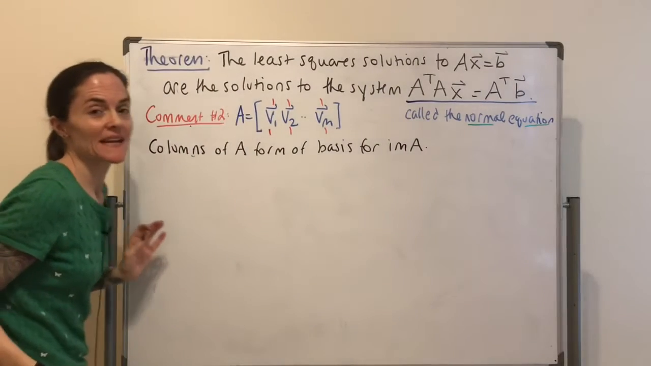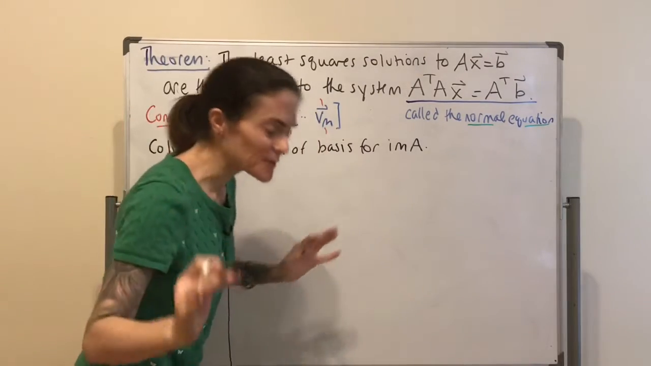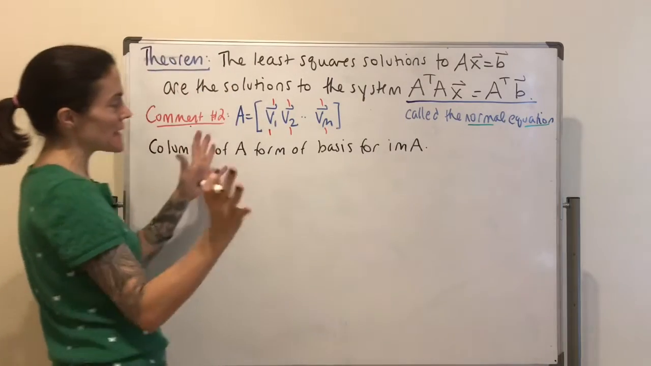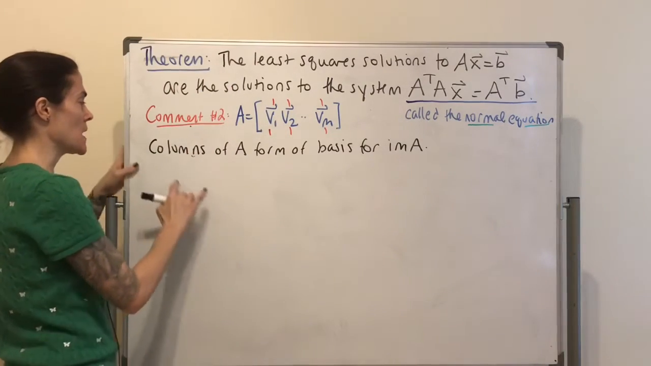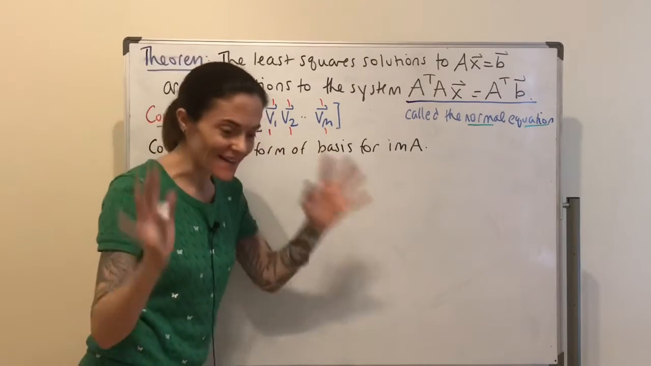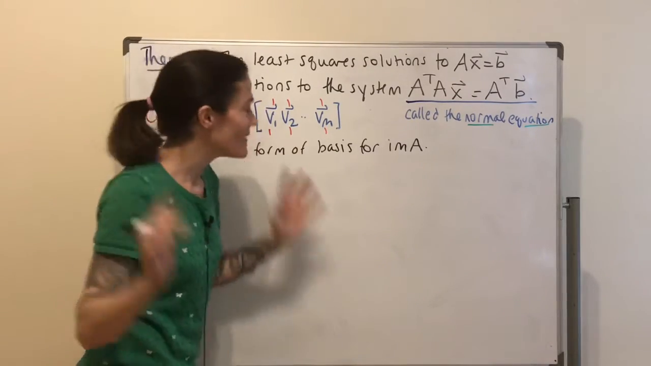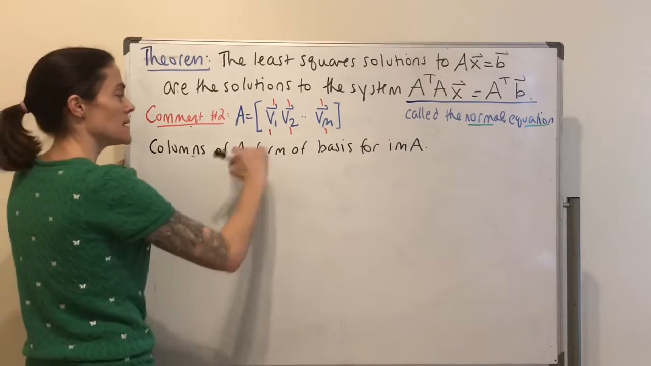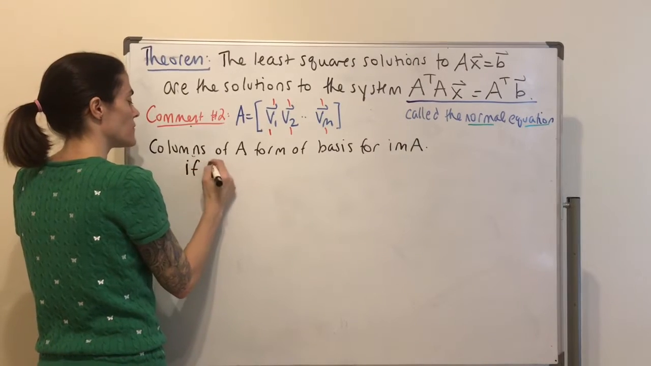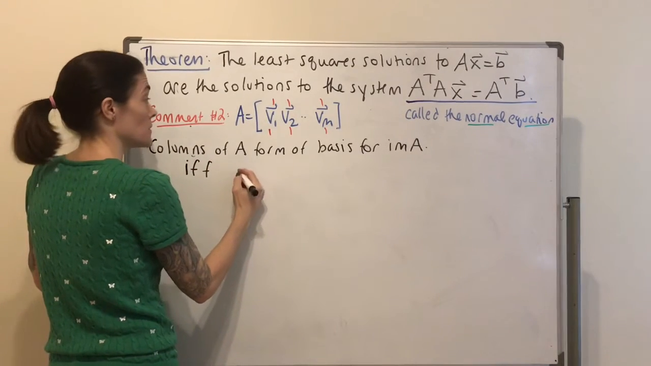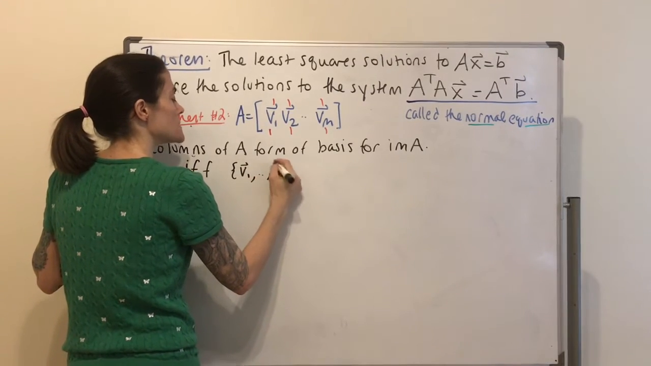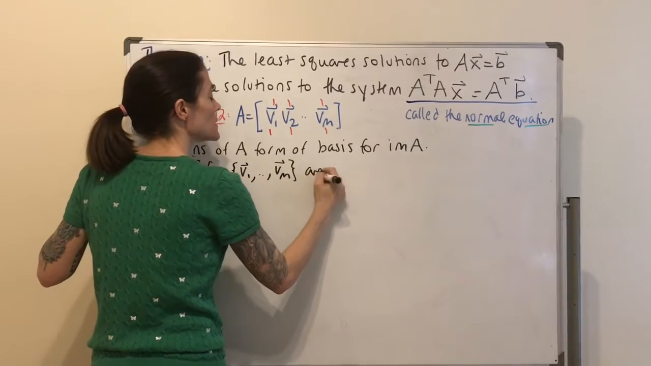My next comment, this is comment 2. After this comment, I'm going to get back to more examples. But this is also an important one. It has to do with the case when the columns of A are linearly independent, or when they do form a basis for the image. So the columns of A form a basis for the image if and only if V1 through Vm, there are a few ways to say it and I will mention a few, are linearly independent.